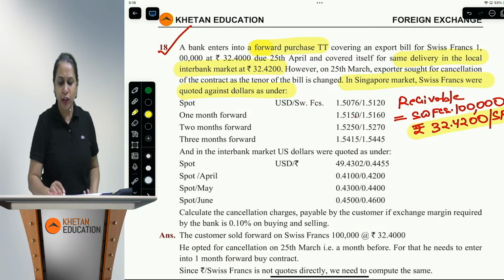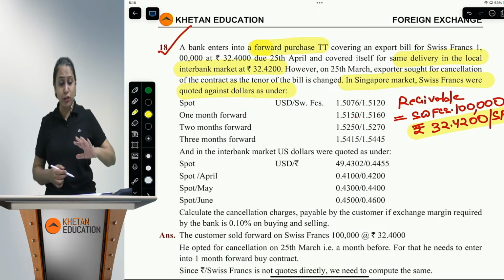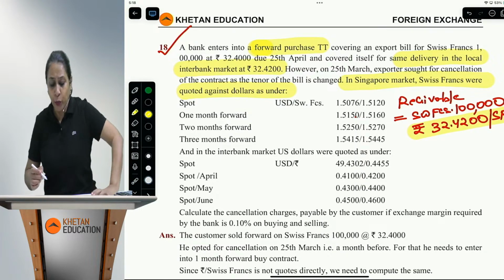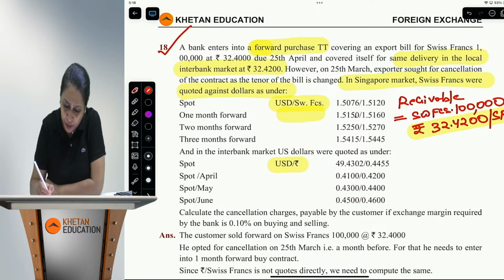In the question, they have given Swiss franc per dollar. Now I told you one thing about forex questions. Looking at this, I also missed it at first, but when I saw this I had a reality check: it is rupee per dollar, so this rate has to be Swiss franc per dollar. So you are being given Swiss franc per dollar equal to 1.5076 and 1.5120.